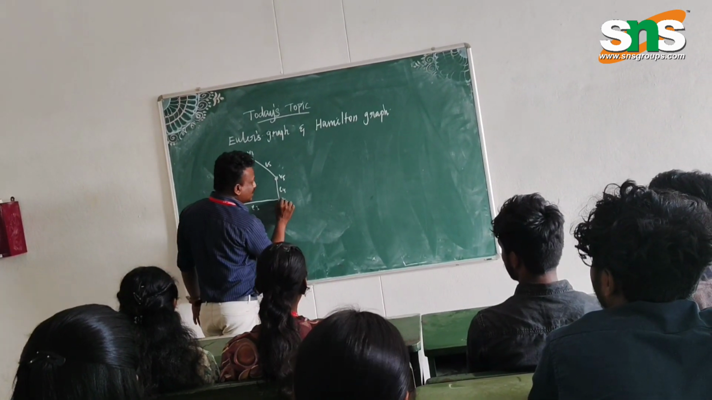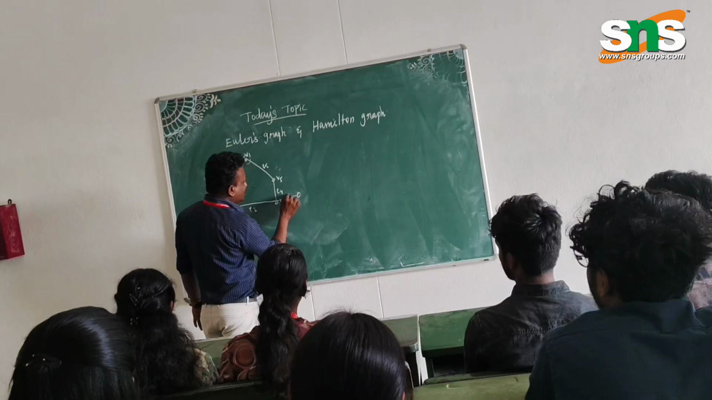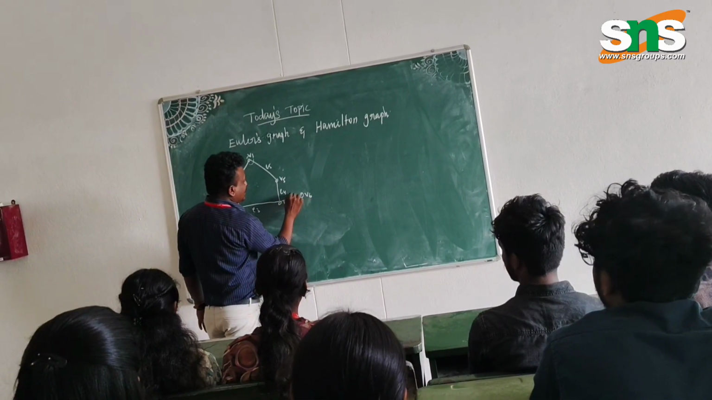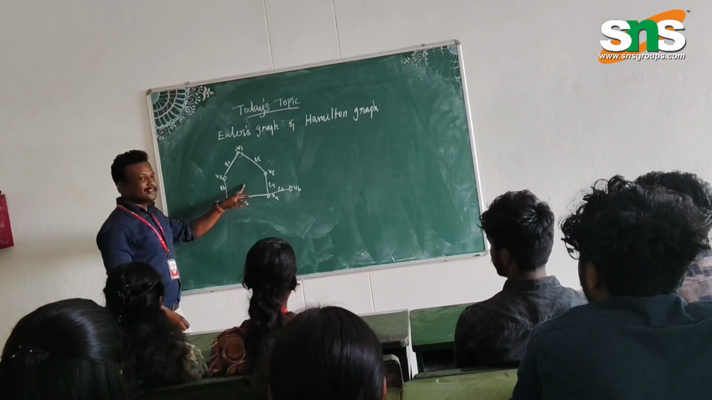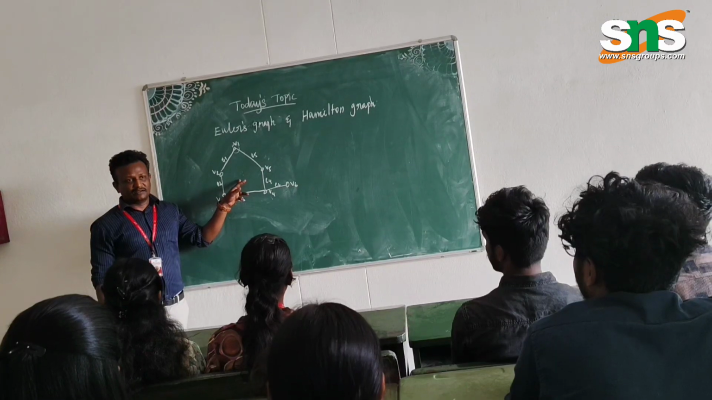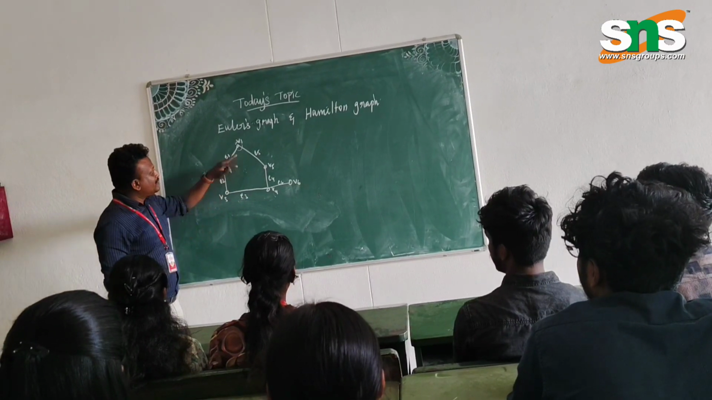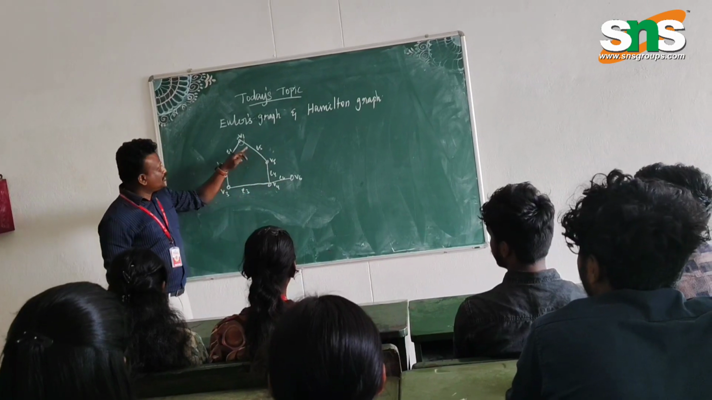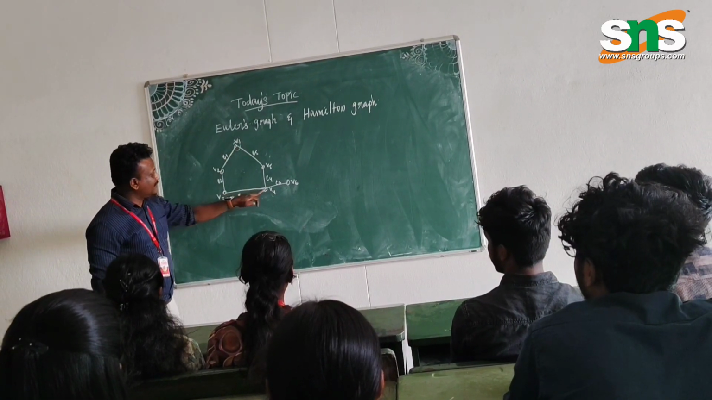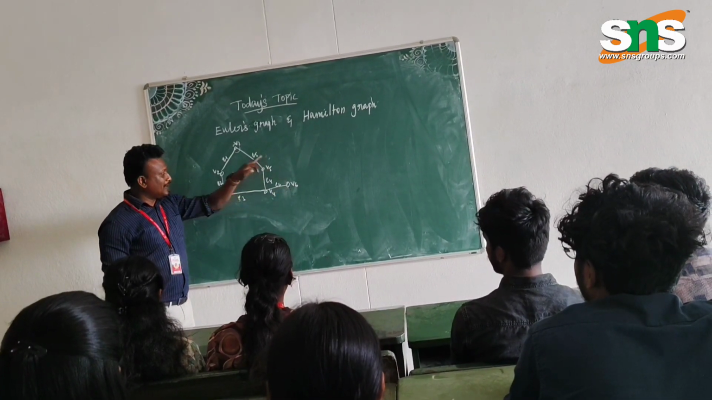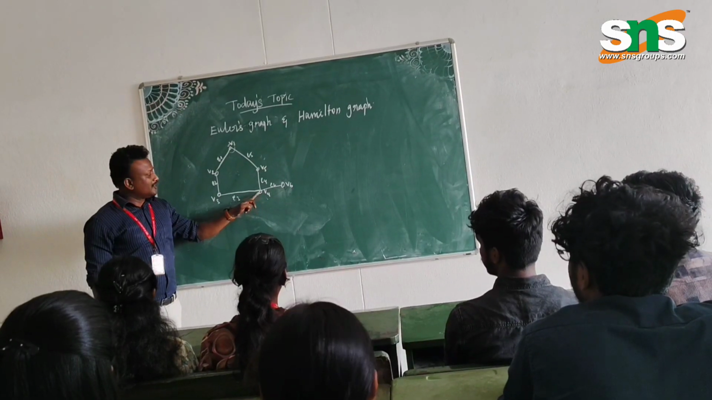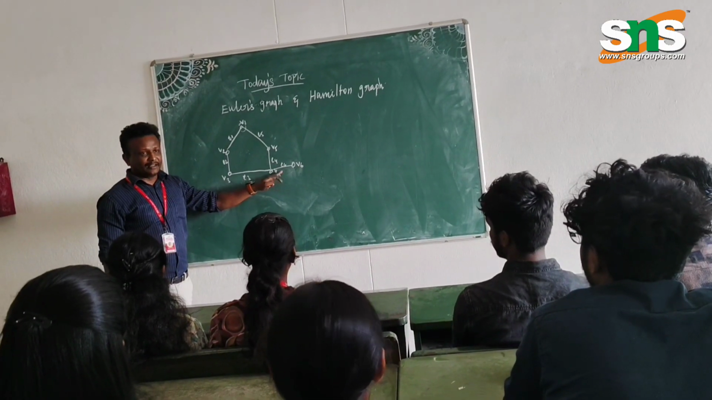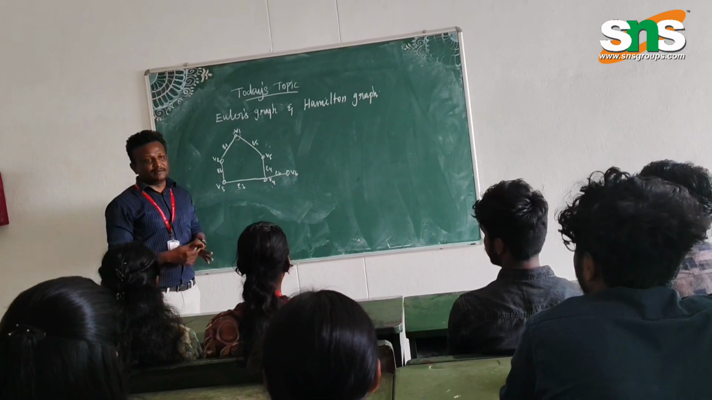Suppose you draw this graph like this, here it is V6, then E6. Now is this graph following Euler's pattern or not? No. Why? Because we cannot travel all the edges without repeating. You can start walking from here, here, here. If you go to this vertex, again you have to come back to this vertex, right? So this edge is repeating. So this is not Euler's graph.